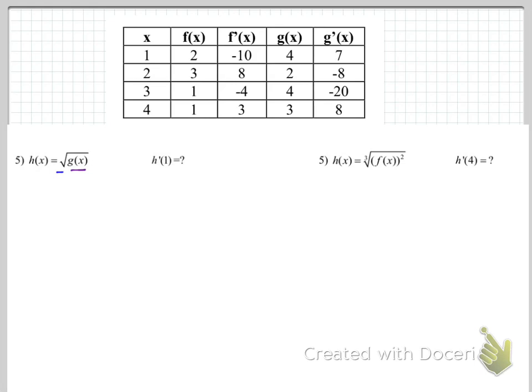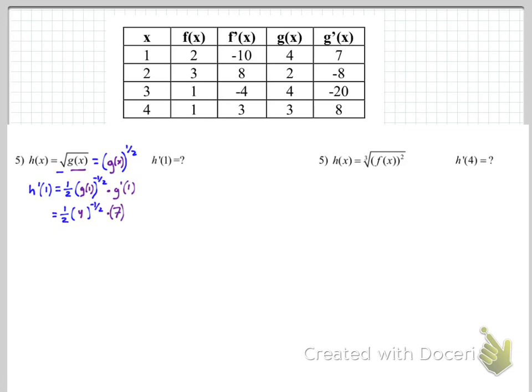Last 2, I would like for you to try this one on your own. Now that you've tried it, I would write it first as g of x to the 1/2. And notice I went ahead and color-coded because, yes, it is chain rule. So we're going to bring the 1/2 down. 1/2 minus 1 is negative 1/2. g of 1. Then we also have to multiply by g prime of 1 because you have the chain rule. Don't forget to multiply.